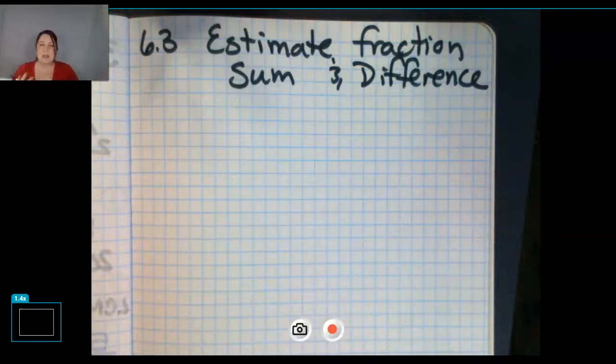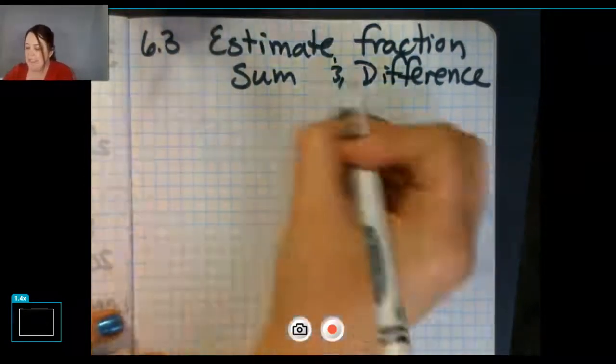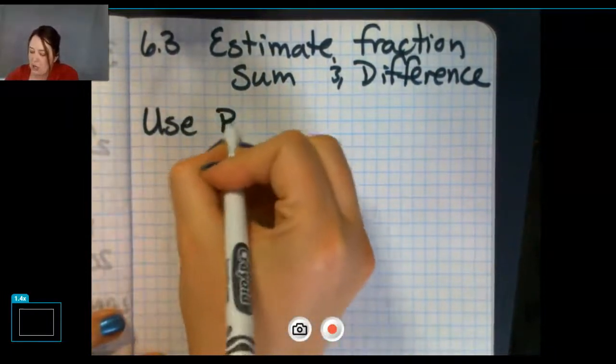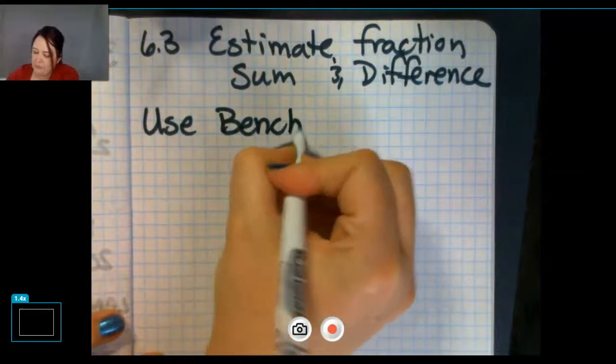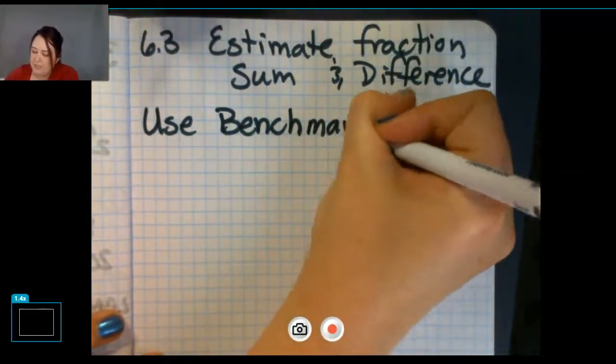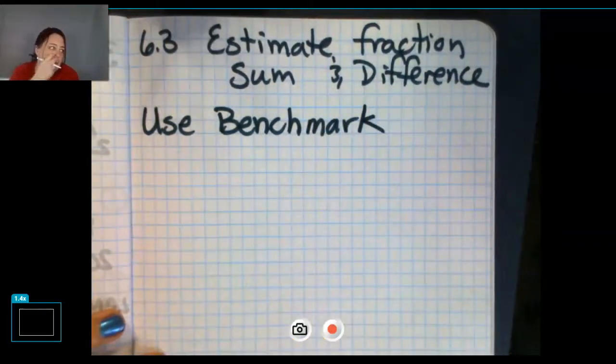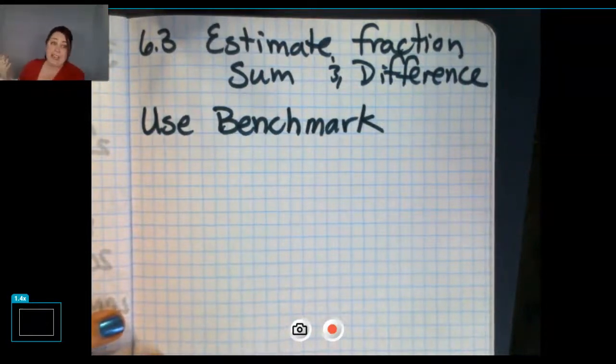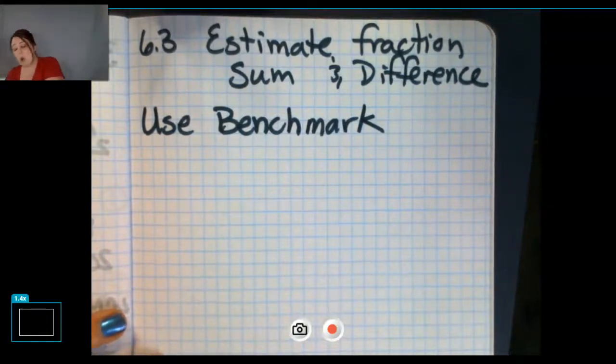This strategy is called the benchmark for estimation. So we're going to be estimating using benchmark. This is going to be mostly what they want you to do. They want you to estimate using benchmark. And the benchmarks that they have you use are 0, a half, or a whole. So where's the fraction? Is it closer to 0? Is it closer to the half? Or is it closer to a whole?